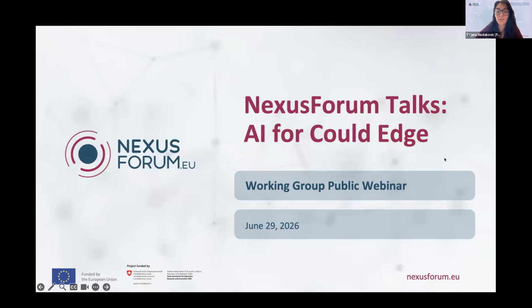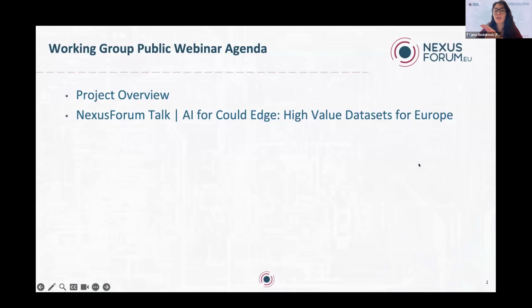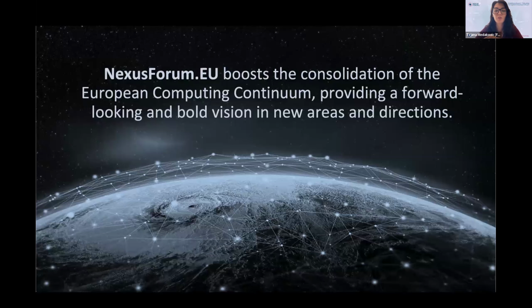Today we will be having the topic that falls under AI for Cloud Edge. But what does that mean? It means that we will go into depth of the topic, which is for today high value data sets for Europe. But before that, as I said, just having a brief overview of the NexusForum project.